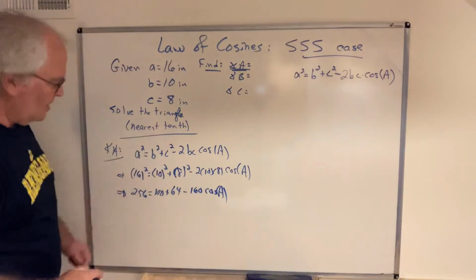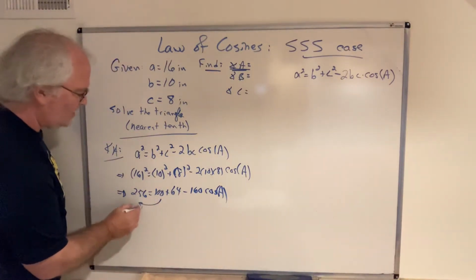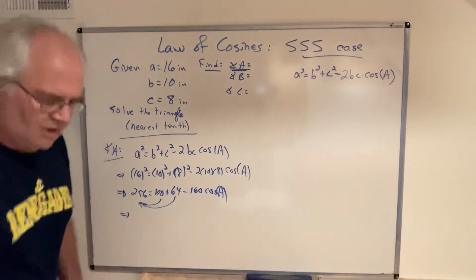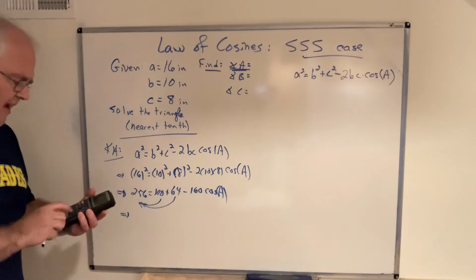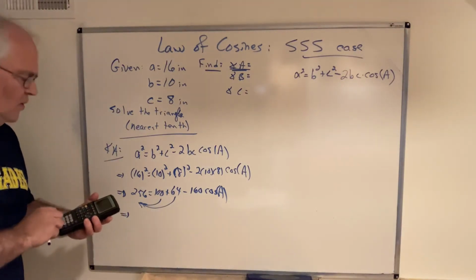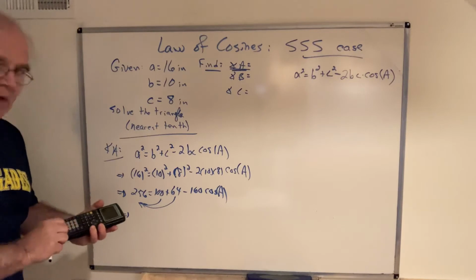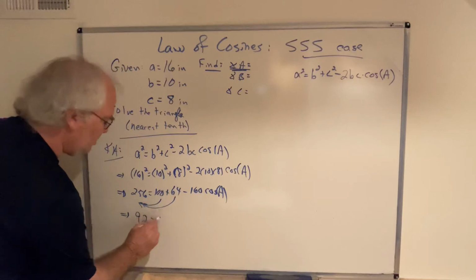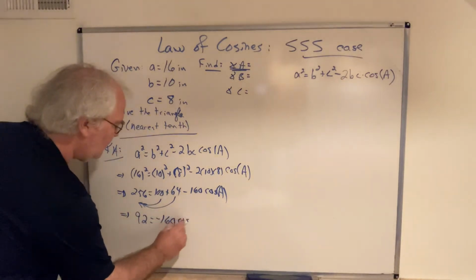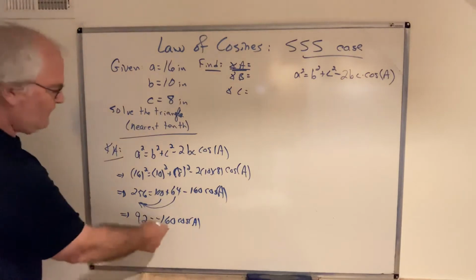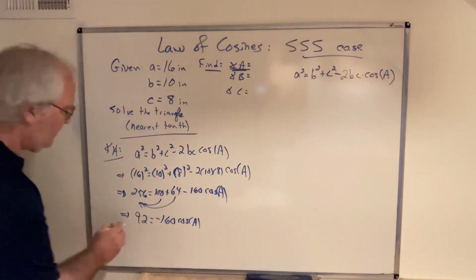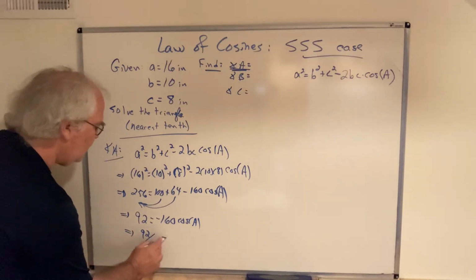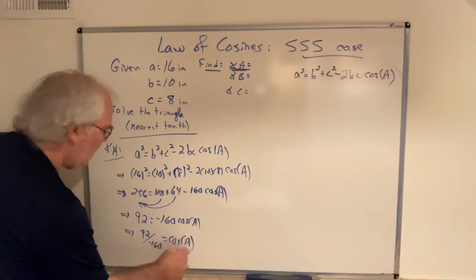And now I'm going to start to get my calculator here. I have to subtract 100 across, subtract 64 across. And so what do I get out of that? That is 256 minus 100 minus 64, and that gives me 92. So I have 92 is equal to negative 160 times cosine of A. Divide both sides by negative 160. So this implies 92 over negative 160 is equal to cosine of A.